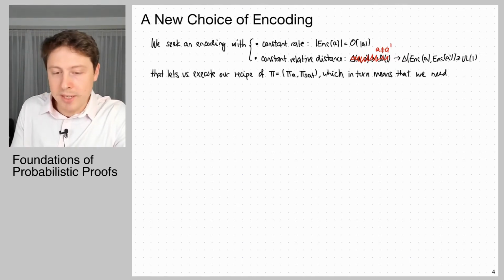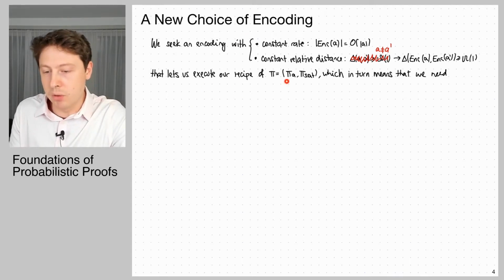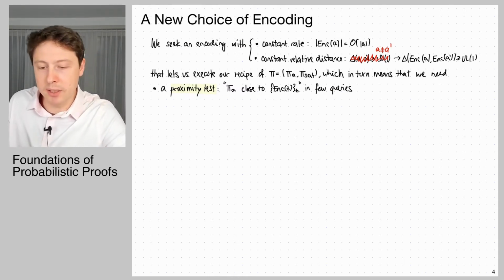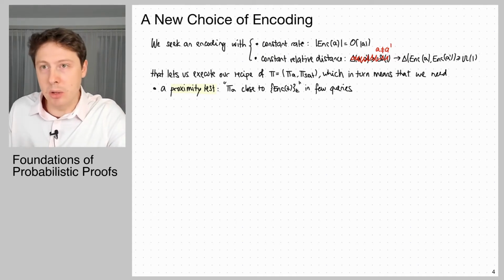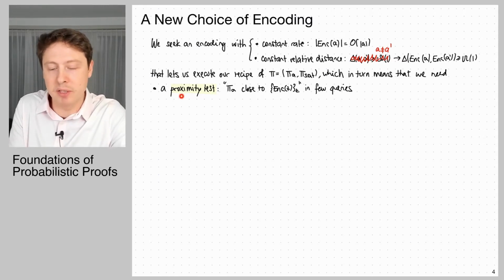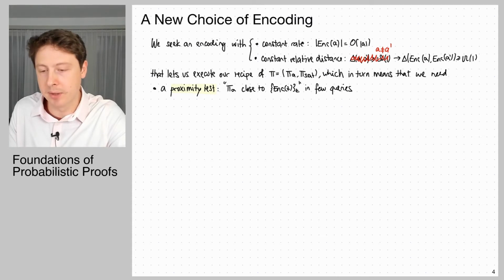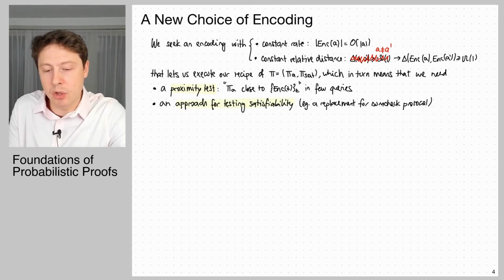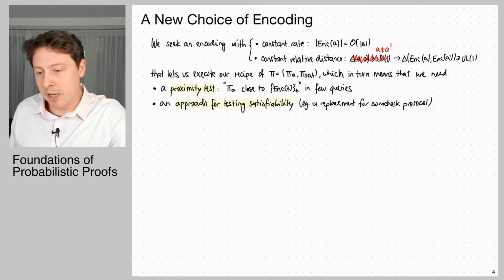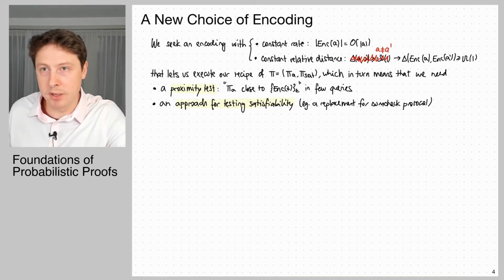And that's not all we need. We also need an encoding that is going to let us execute our recipe, which means that we need some proximity test, right? We're going to have to be able to say that when you give me some alleged encoding, it is close to some valid encoding, okay? It wasn't enough to have some encoding. We always had to have a proximity test to go with it, like a linearity test or low-degree test. And we also had to have some approach of testing satisfiability, because the mere fact that a function written down by the prover is close to some valid encoding doesn't mean that I can conduct tests about what's encoded underneath. Okay, I need something to go with it.